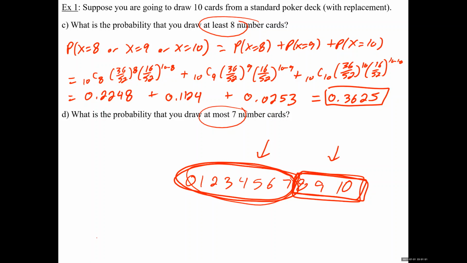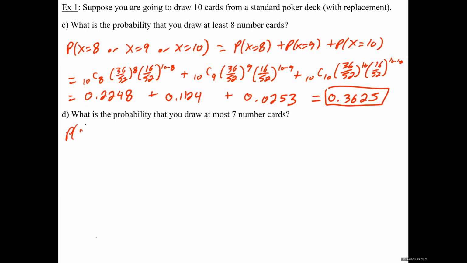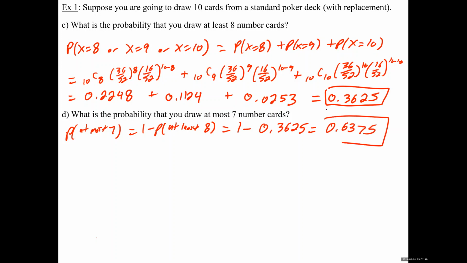Okay, cool. So then the way you would write this again, that's why I asked part C, so that part D would be really easy. So the answer, this is probability at most 7, 1 minus probability at least 8. So 1 minus the 0.3625, which is 0.6375. That's part D. Questions on part D?